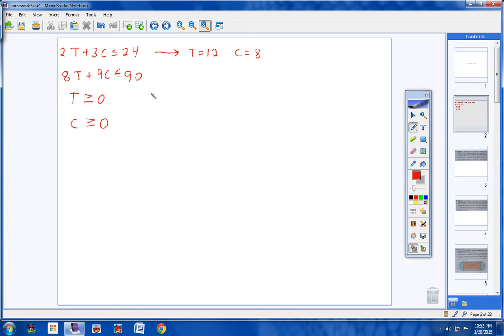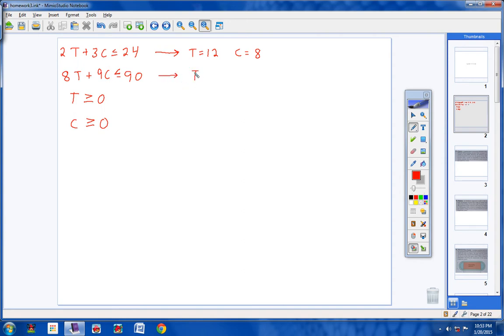Remember in Algebra 2, if you're looking for the x-intercept, you put a 0 in for y. If you're looking for the y-intercept, you put a 0 in for x. Well, the same thing applies here. If you're looking for the t-intercept, put a 0 in for c. If you're looking for the c-intercept, put a 0 in for t. Okay, let's come down here and do the same thing.